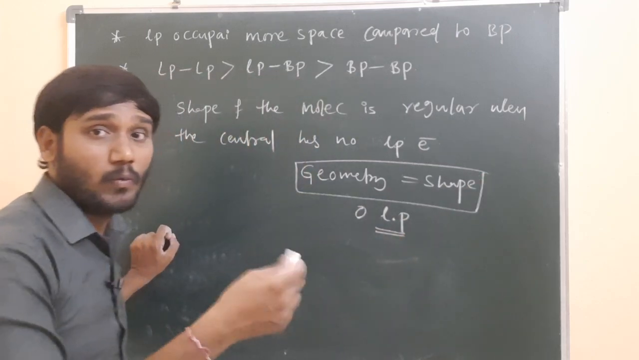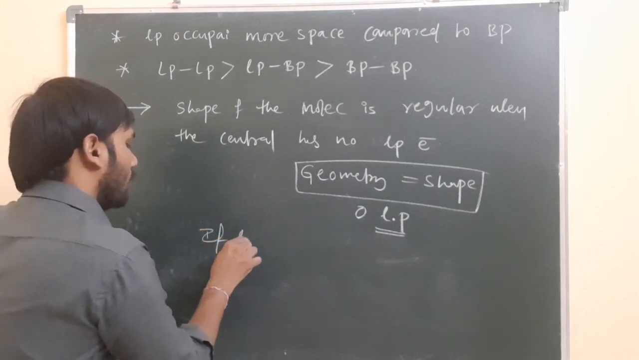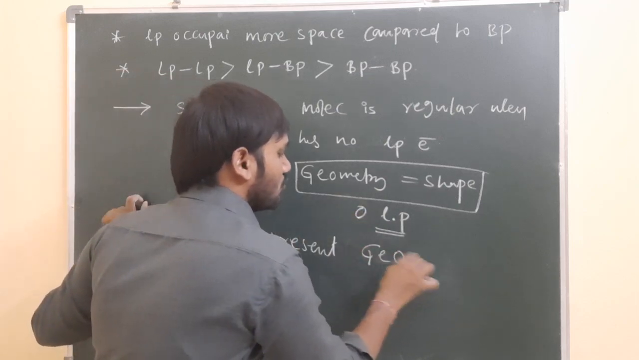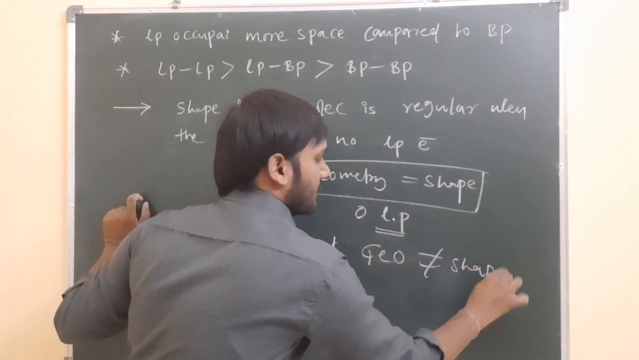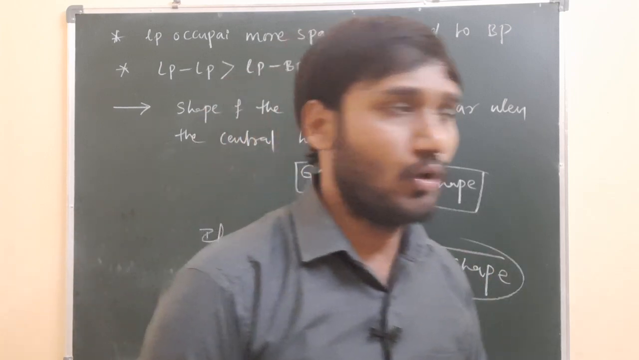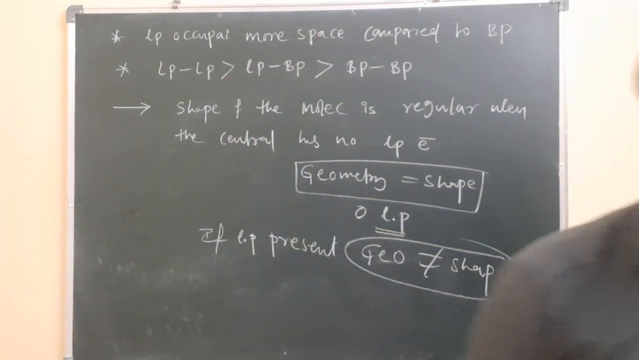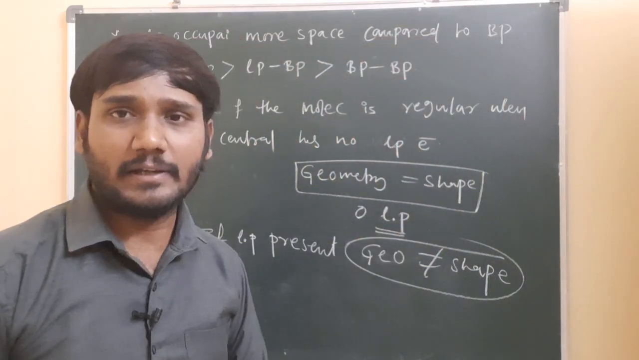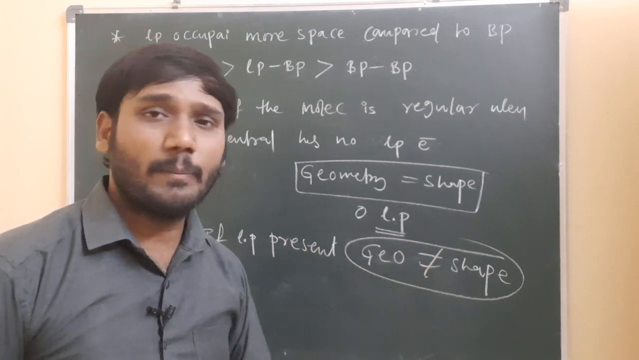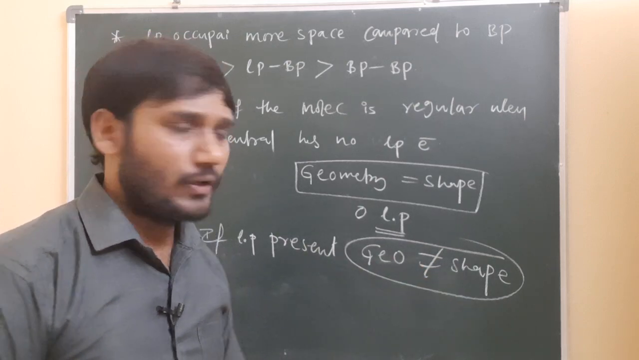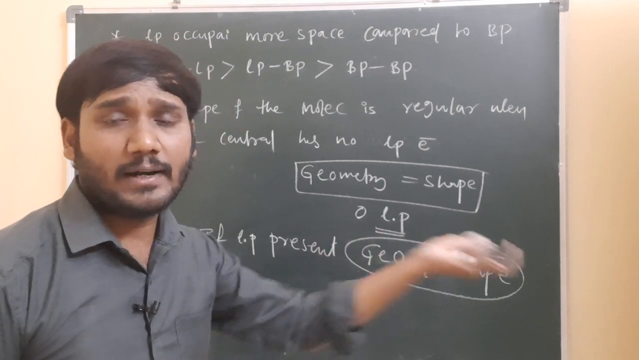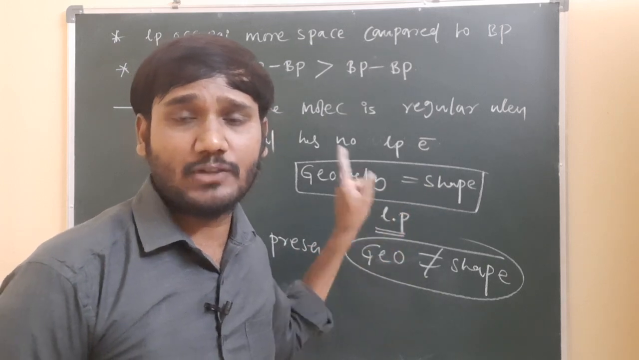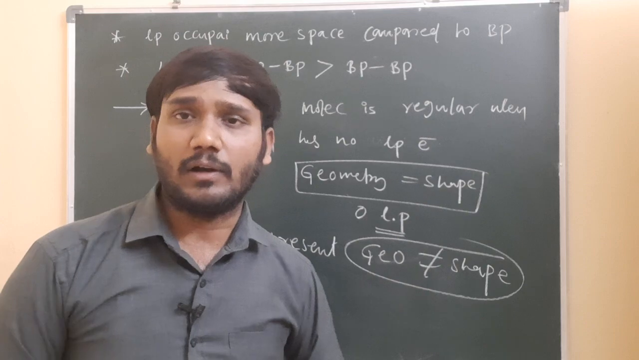If one or more lone pairs are present, then the geometry and the shape of the molecule are not equal. If lone pairs are not present, then the geometry and shape of the molecule are equal. Now let us discuss CH4. CH4 does not have lone pairs, so the CH4 geometry and CH4 shape are both equal. It means CH4 geometry is tetrahedral and the shape of the molecule is also tetrahedral.